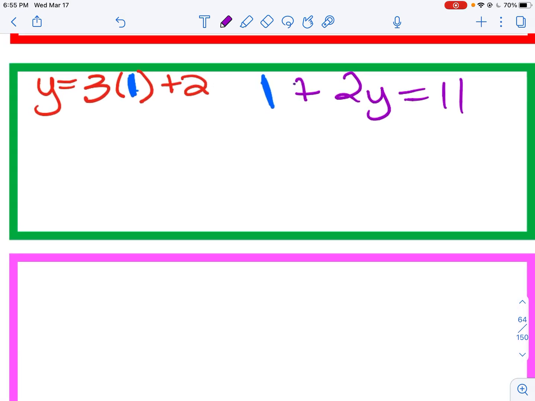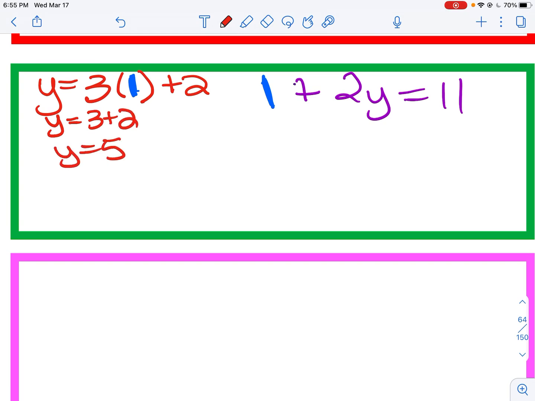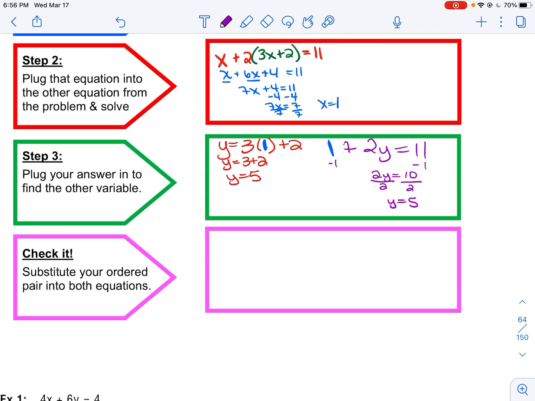So I can plug it into either one of these equations. It doesn't matter which one we plug it into. It should still come out to the exact same answer. So let's solve for this. We get y equals 3 plus 2, y equals 5. Let's check it on the other one, see if that works. I subtract 1 from both sides. 2y equals 10. I divide by 2, and I get y equals 5. See, it didn't matter which equation I used.